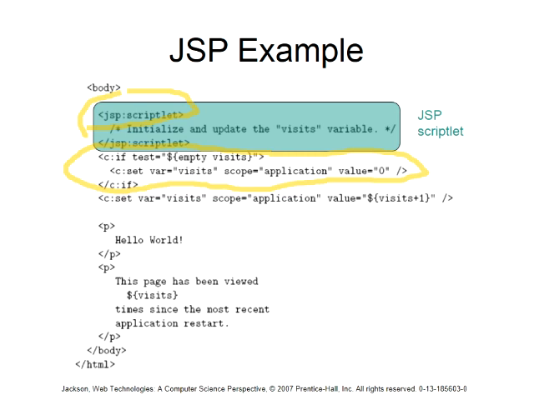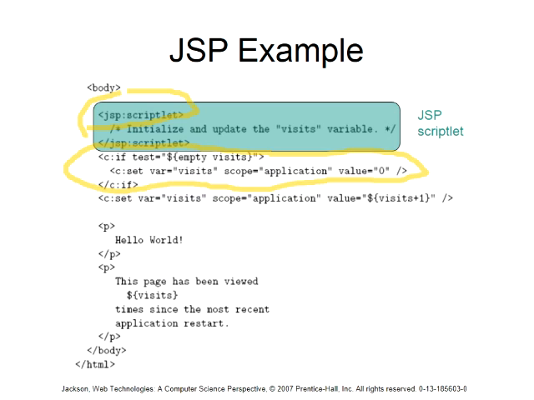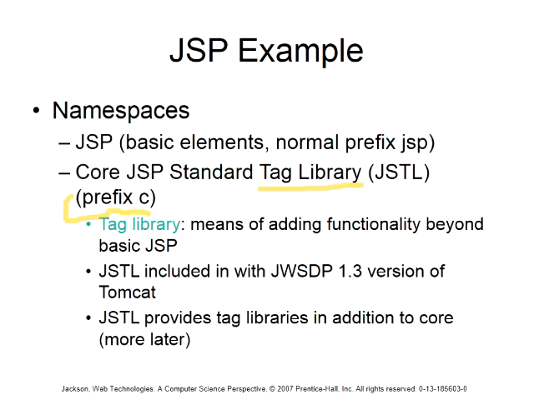Okay, so in this code, what is C, as in c:set variable, etc.? What do these tags represent? So the prefix C, yes, represents the core GSP standard tag library.